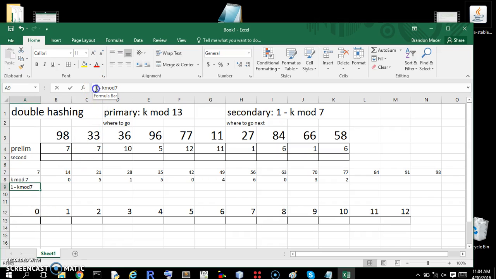7 minus k mod 7 is our secondary function. And the reason we do this is because the secondary function can't map to 0. So it's going to be whatever the mod is, that number minus the k mod. So we're going to take this from 7.